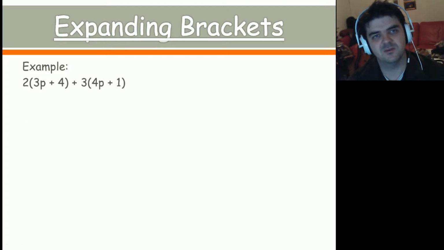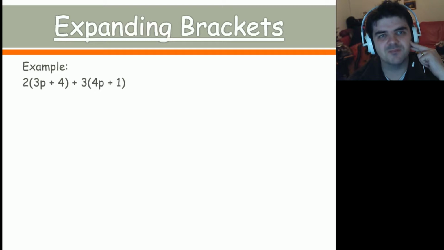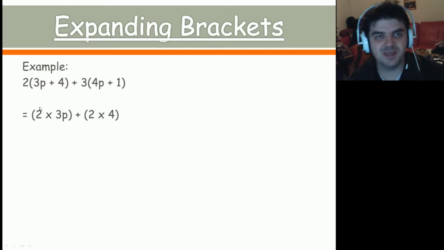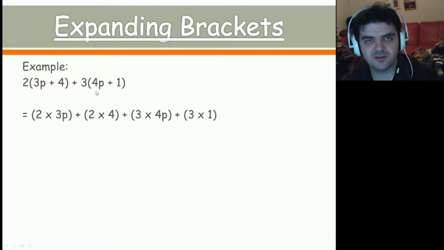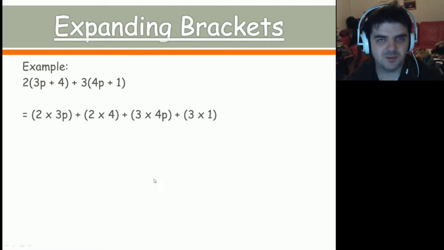Easy enough. What about this if I make it a little bit harder? So I have 2 sets of brackets, and I have to deal with both of them separately. So I'll have to do 2 times 3p here, plus 2 times 4, and 3 times 4p added to 3 times 1, which is the second bracket.